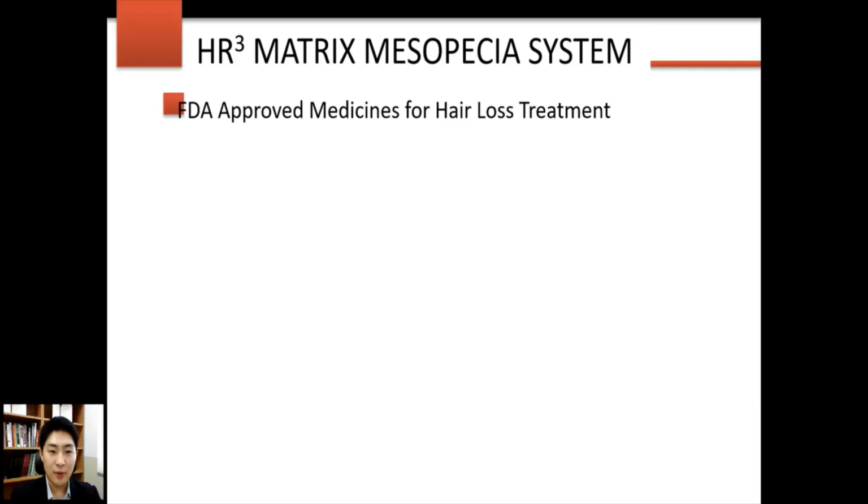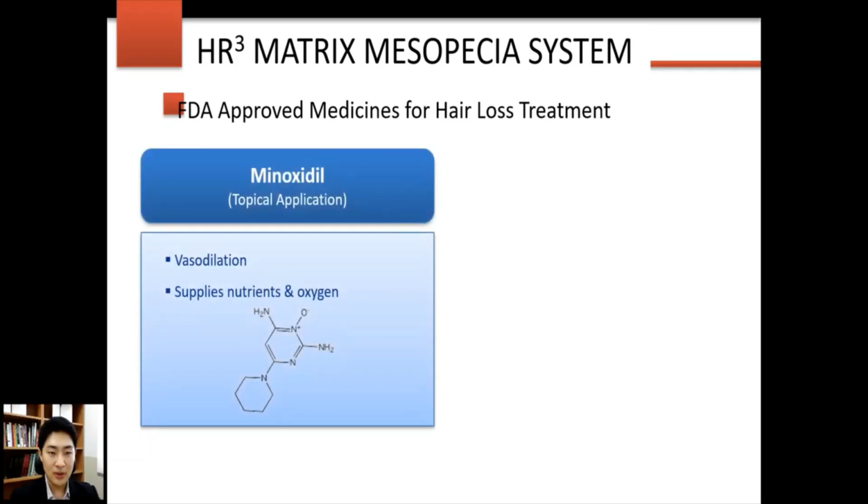Then let's see how we are currently treating hair loss. There are 2 FDA-approved drugs. One is minoxidil, a medicine to be applied topically. This increases blood reaching the hair follicle through vasodilation. As a result, the supply of oxygen and nutrition rises, increasing hair growth.